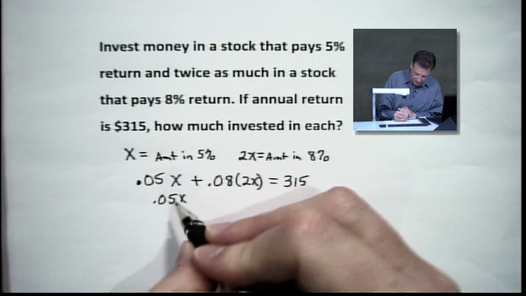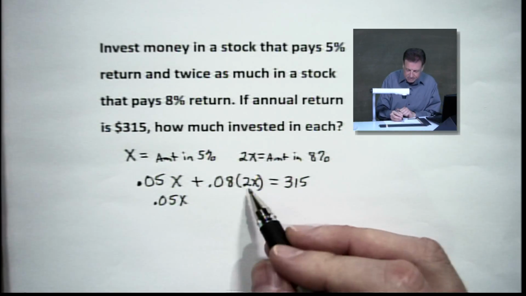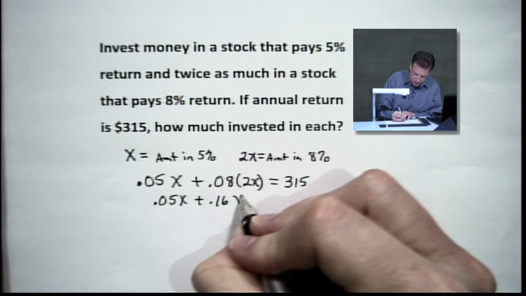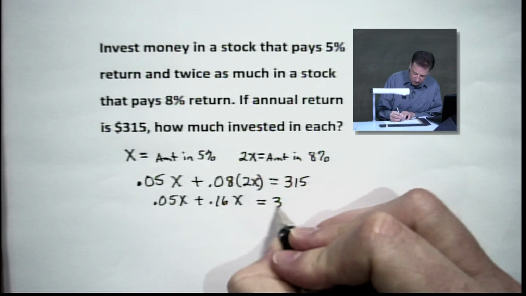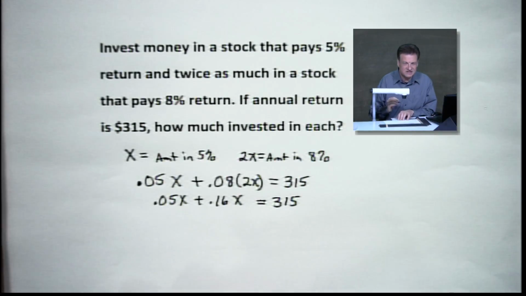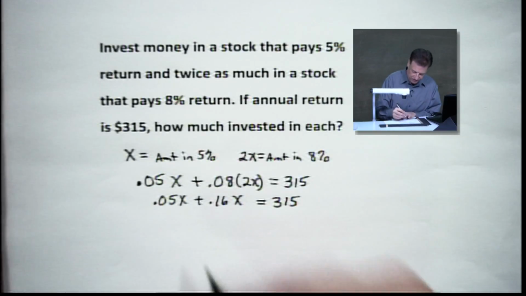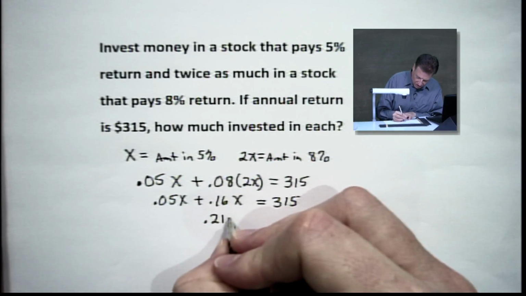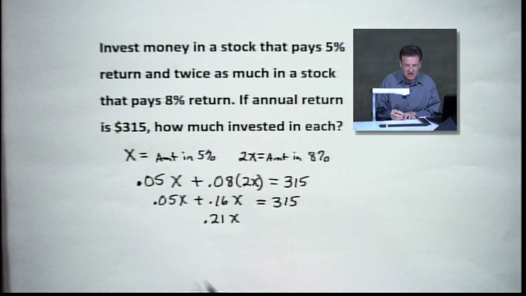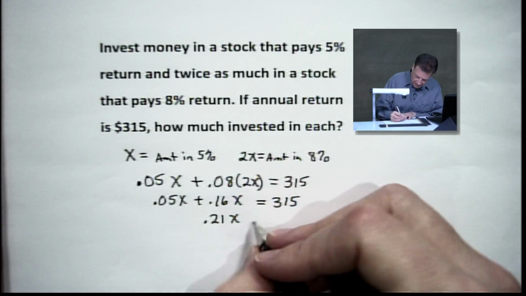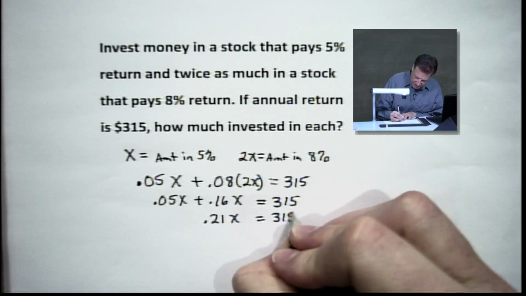We have 5 hundredths x, which didn't change any. Now let's multiply this out and go ahead and get this rolling. That's going to give me 16 hundredths x. Now, this looks like easy algebra, doesn't it? Just add your like terms. You've got 21 hundredths times x, equals 315. Ooh, Ernie, we got to divide by that? Yeah, we'll take care of that. That's why I have a calculator.